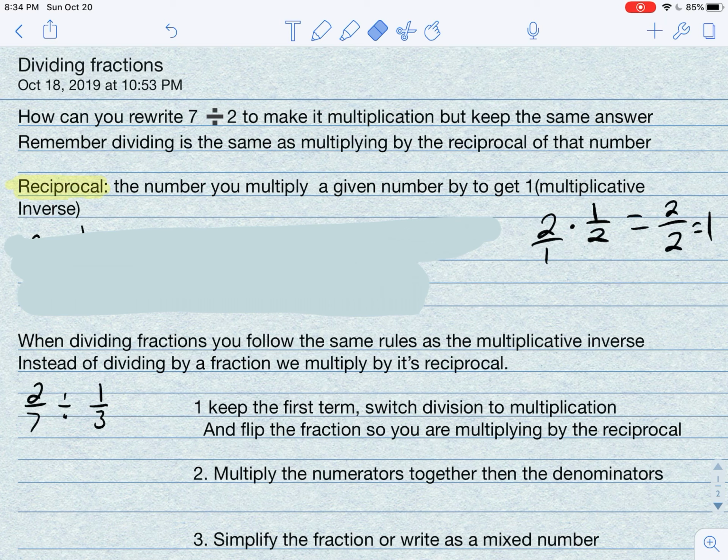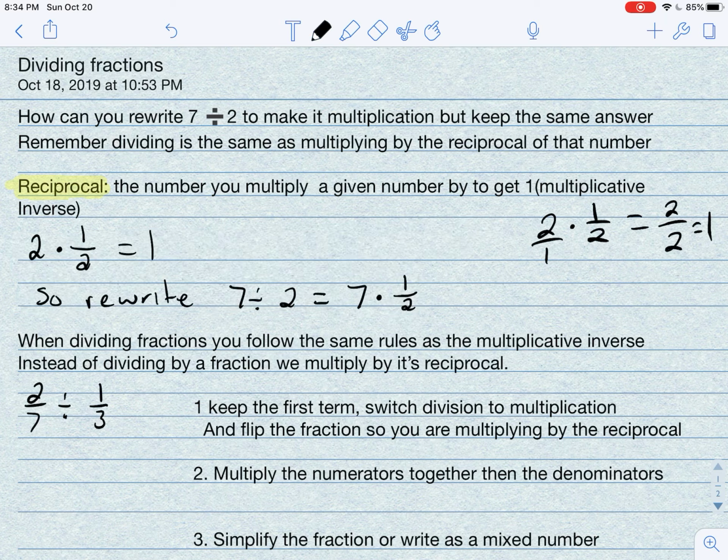Okay, so then the same thing right here, 2 times 1/2 equals 1. So we can rewrite 7 divided by 2 as equal to 7 times 1/2. In order to switch our division, we take the reciprocal of our number, in this case the reciprocal of 2, which is 1/2, and we change division into multiplication.